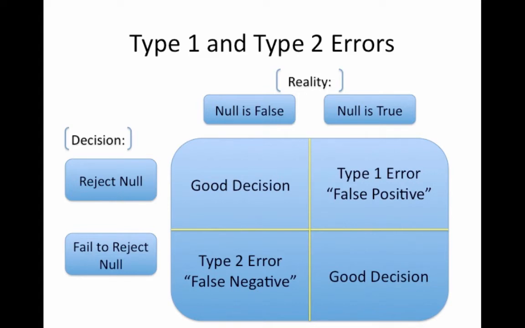If the null is false and you fail to reject it, you have made a type 2 error, also known as a false negative. If the null is true and you reject it, you have made a type 1 error, which is called a false positive.